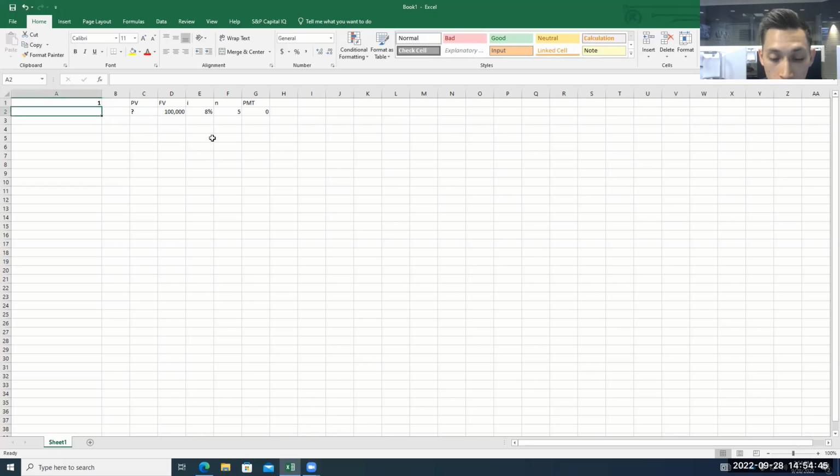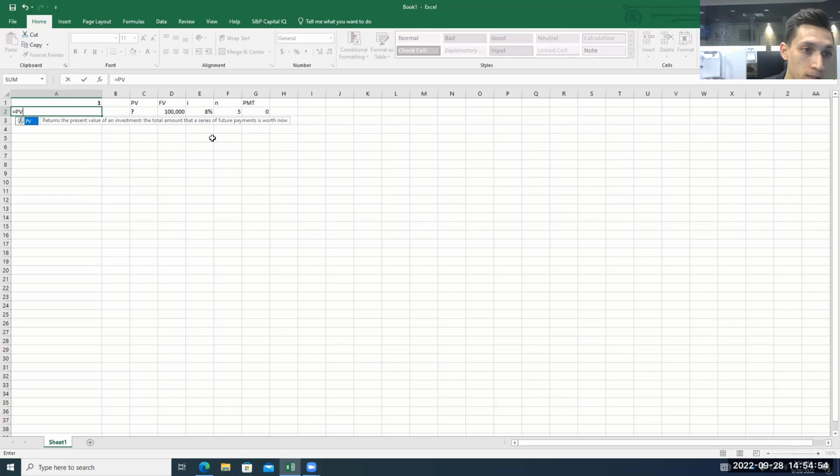So all we have to do from here is type in the present value formula. It's going to be equals PV. And if you press the parentheses, it'll tell you how to plug it in. It'll give you that you want to put the rate in first. The interest rate is going to be 8%, so I can go ahead and plug that in. Press comma, and it's asking for the number of periods. It's going to be 5 years. It gives us that in the problem.